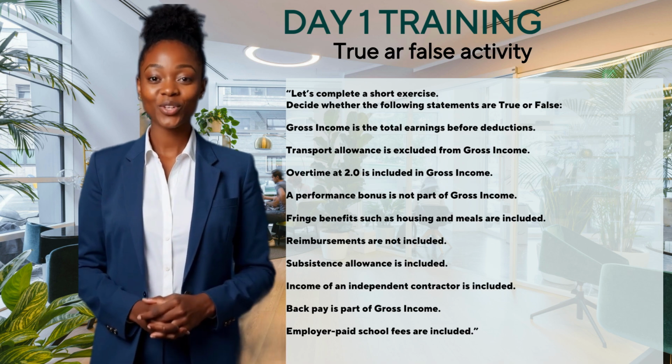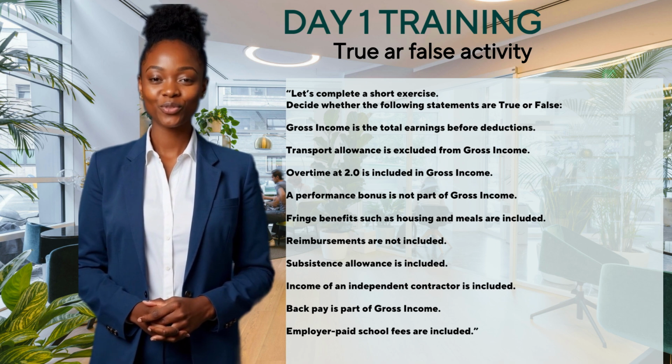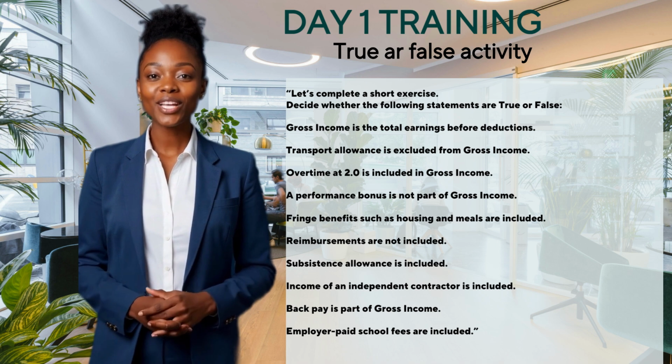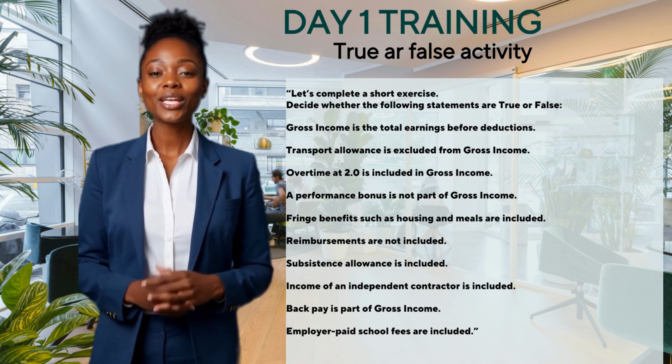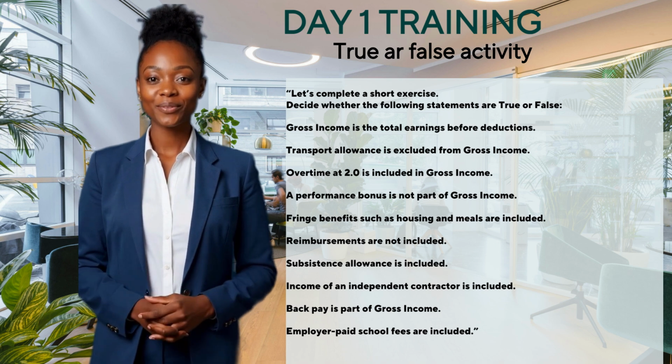Let's complete a short exercise. Decide whether the following statements are true or false. Gross income is the total earnings before deductions. Transport allowance is excluded from gross income. Overtime at 2.0 is included in gross income. A performance bonus is not part of gross income.